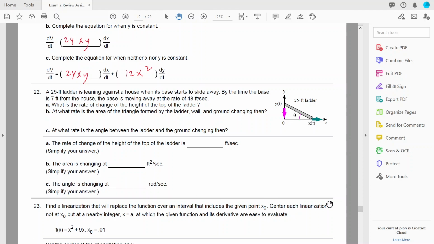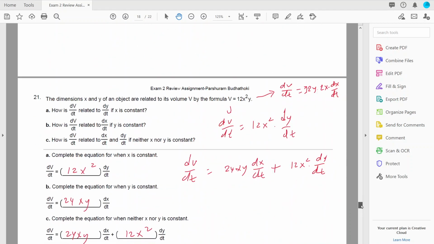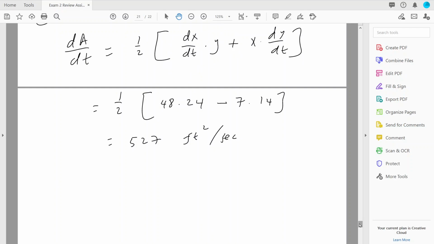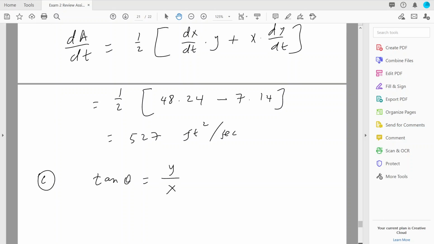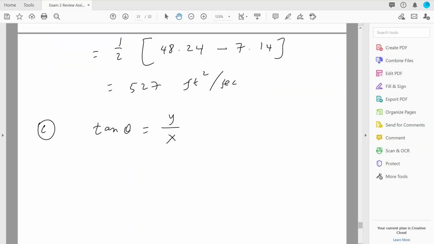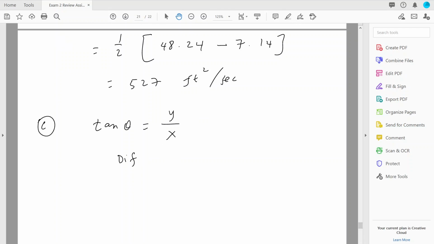The angle is changing, so we need to find out the relation between angle and x and y. So as you can see, tan theta is equal to y over x. So we can use that fact here for finding the rate of change of theta. See from the picture, tan theta is y over x. So now for finding the rate of change of theta, differentiate both sides with respect to t.